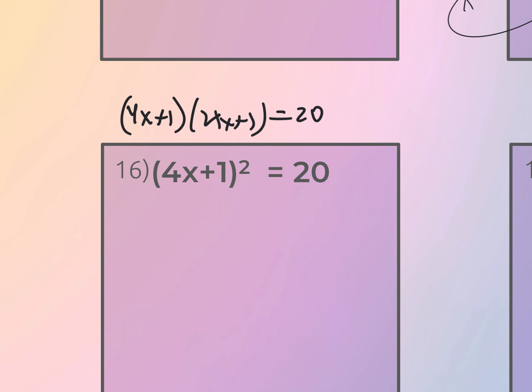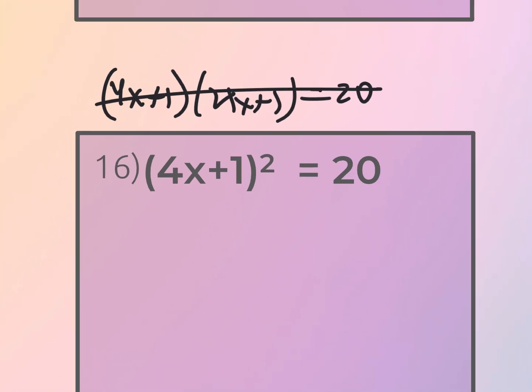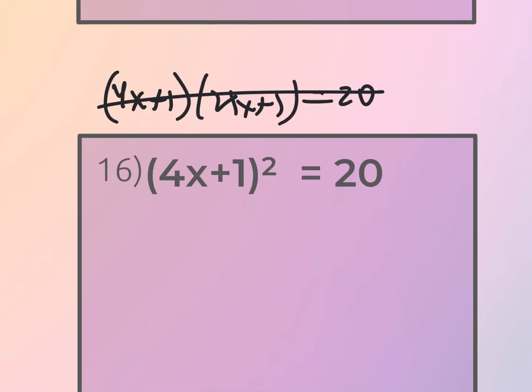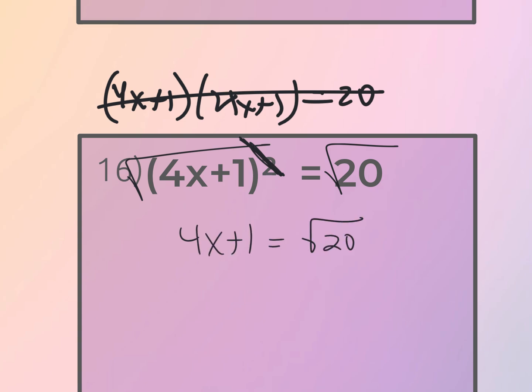No. If you have a binomial squared set equal to a number, you can just take the square root of both sides. You can take the square root here, and you can take the square root here. Because what happens when you take the square root of something squared? It cancels. Those are inverses of each other. So I have 4x plus 1 equals the square root of 20. Some of you are like, wait, 20 breaks down. I know it does. Let's just not do it yet. We'll do it at the very end.